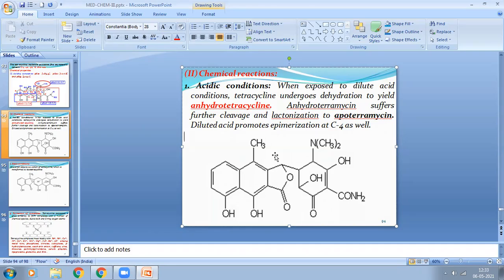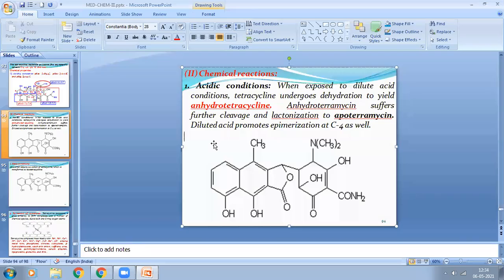So that's why in dilute solution tetracycline undergoes fast dehydration. It will remove the water molecule by breaking the ring, then it will form the anhydrotetracycline. This anhydrotetracycline further cleaves and undergoes lactonization to give the apoterramycin or epitetracycline. So this is the structure of apoterramycin or epitetracycline.